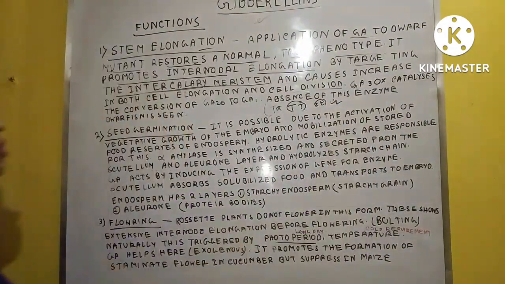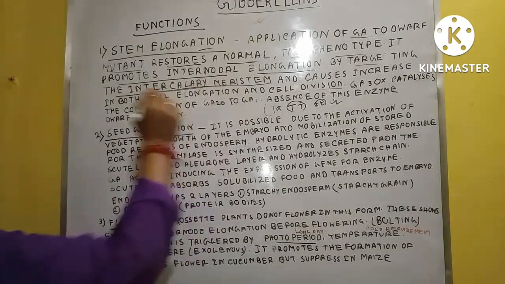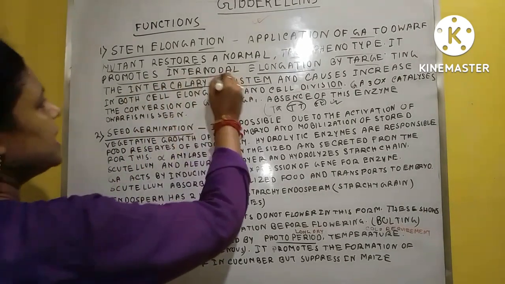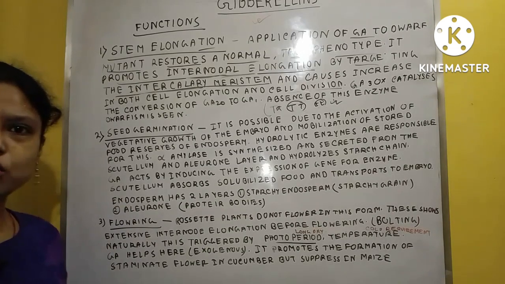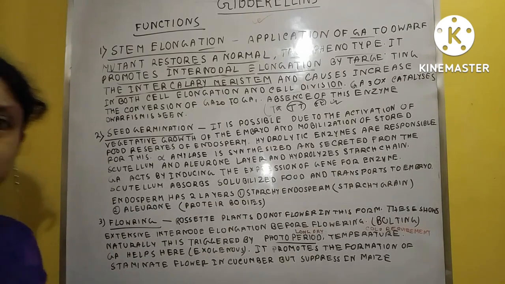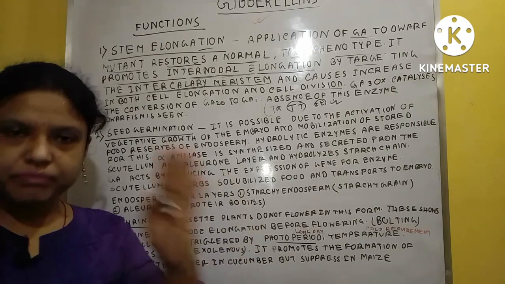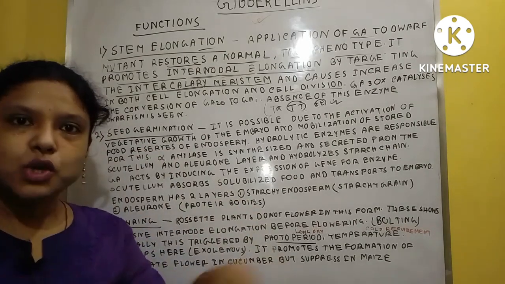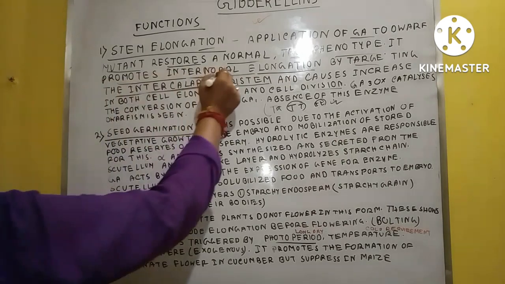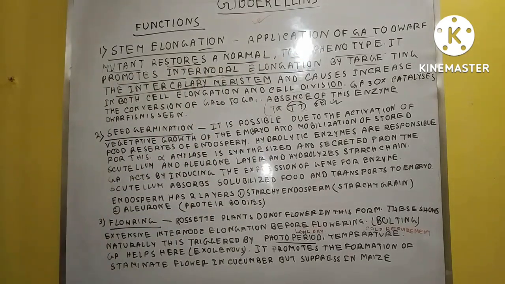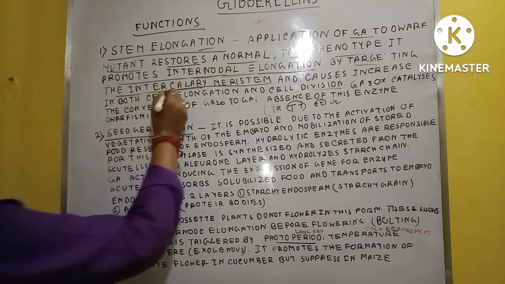So in case of a dwarf plant, we generally apply the gibberellin. What happens in that situation? Gibberellin targets the internodal elongation. You obviously know what the internodal part is: the space between two nodes in the stem. So it promotes the internodal elongation. How is it possible? It targets the intercalary meristem.